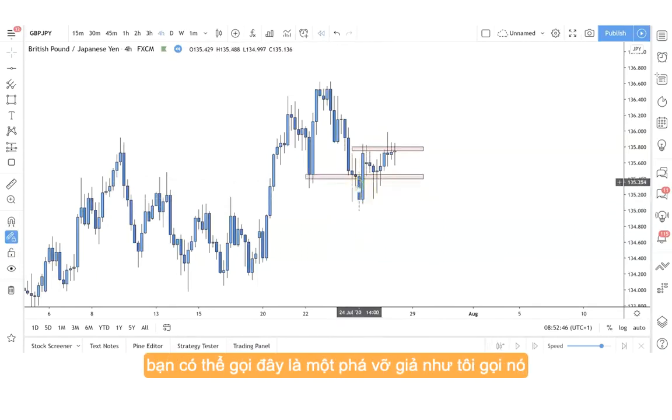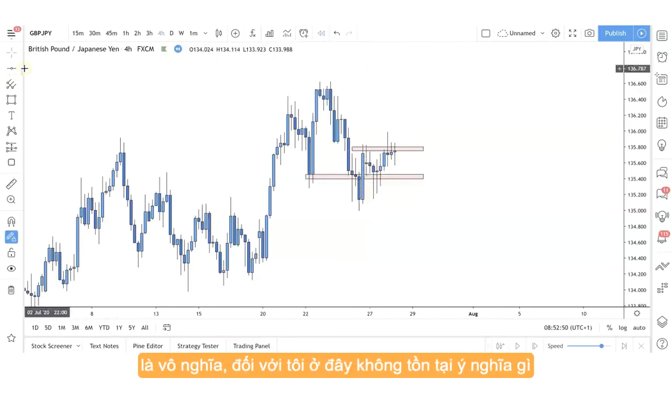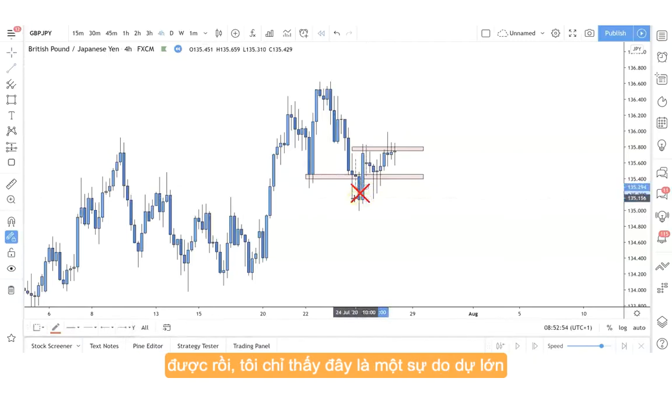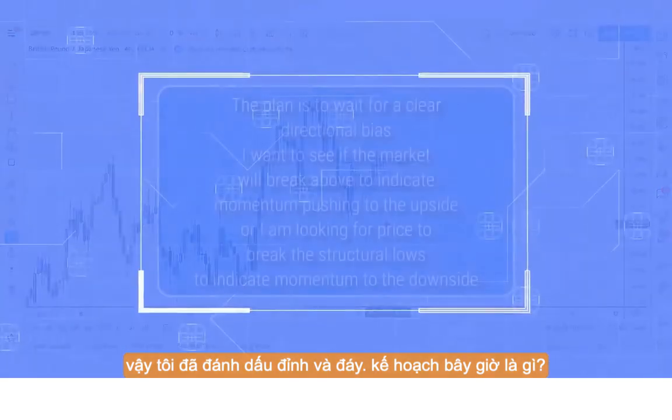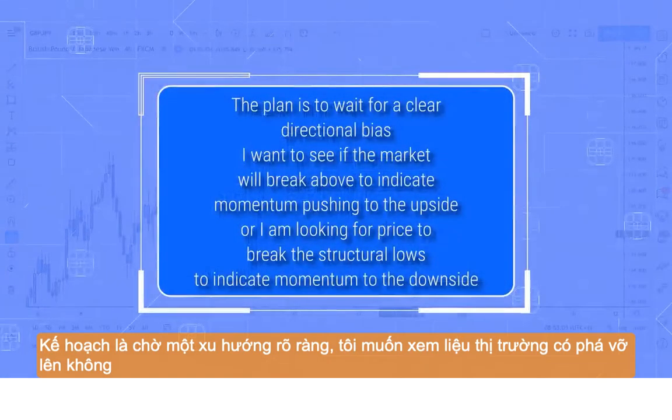So this fake out, as you may know it, or a breakout, break back in as I call it, is nonsense. This right here just doesn't exist for me. I just see this as a big indecision. So now moving forward, I have my high marked out and I have my low marked out. What is the plan now? Well, the plan is to wait for a clear directional bias.